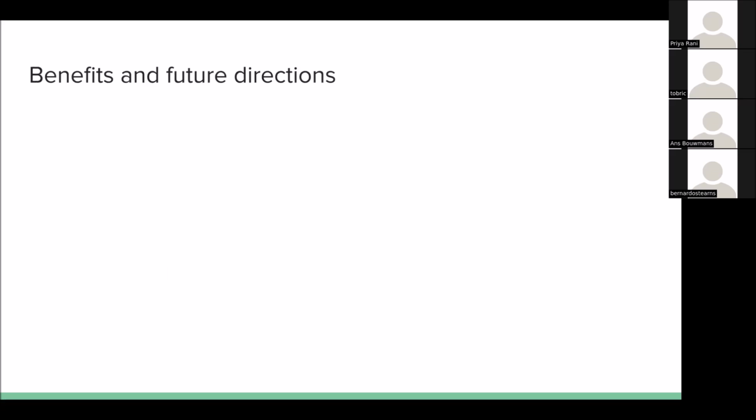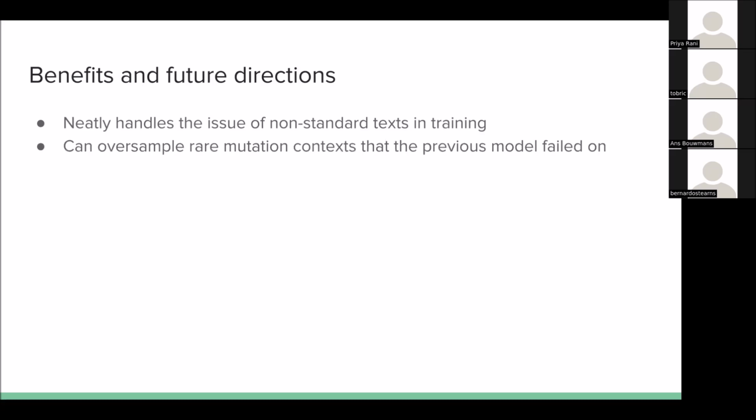So what are the benefits of this approach? Just to kind of summarize things. By throwing out the sentences that appear to violate the predictions of the QA scripts, it kind of neatly handles the issue of non-standard texts in the training data.